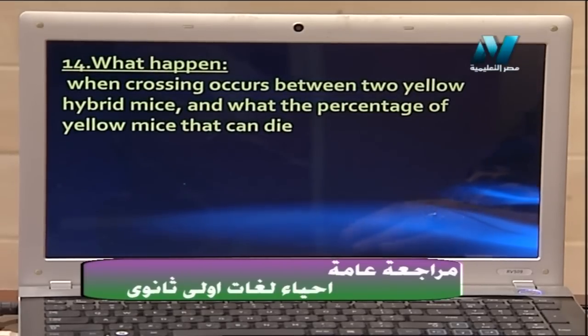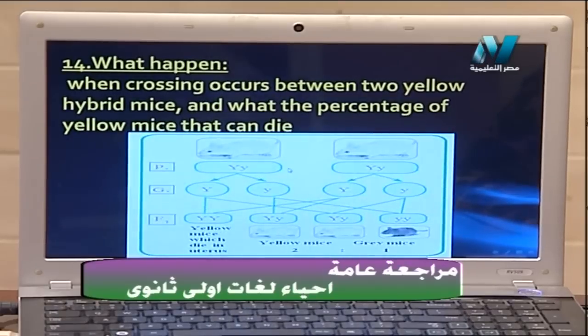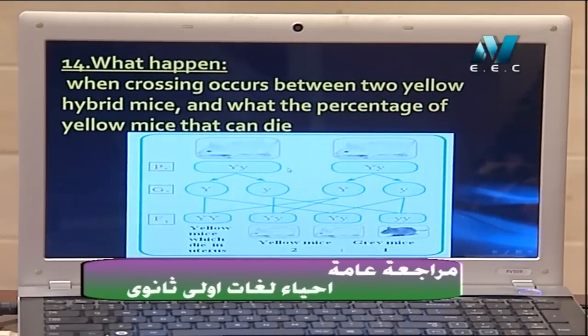14. What happened when crossing occurs between two yellow hybrid mice? And what is the percentage of the yellow mice that can die? This is a case of lethal gene. When you look at the picture in front of you, you will see two mice. Hybrid here means not pure. Yellow, capital Y small y, capital Y small y. When crossing the two yellow mice together, it will produce capital Y capital Y. This is a dominant lethal gene. This mouse will die.